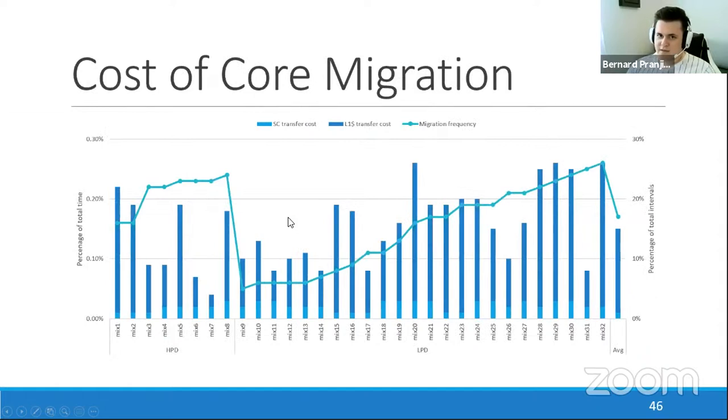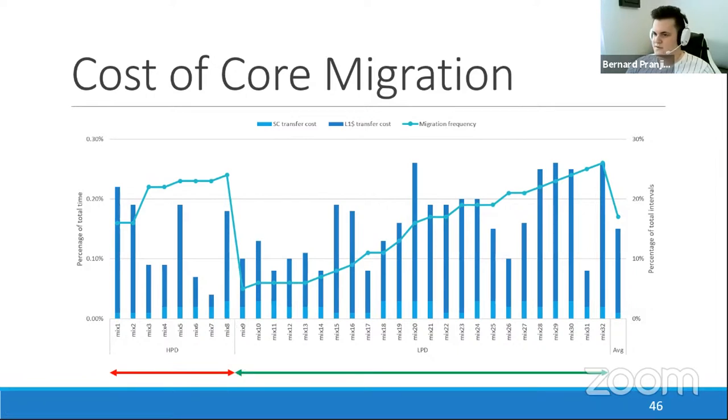Okay. Then there is also the cost of core migration. This shows the costs of migrating the contents of the caches. We see that for the HPD category, there are a lot more migrations than for the LPD, for the sake of schedule production, of course. And here we see the average overhead of 0.15%, which is insignificant according to the authors. So this is a trade they are willing to take.